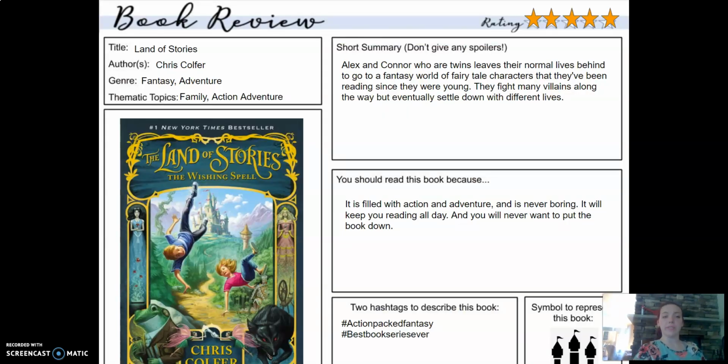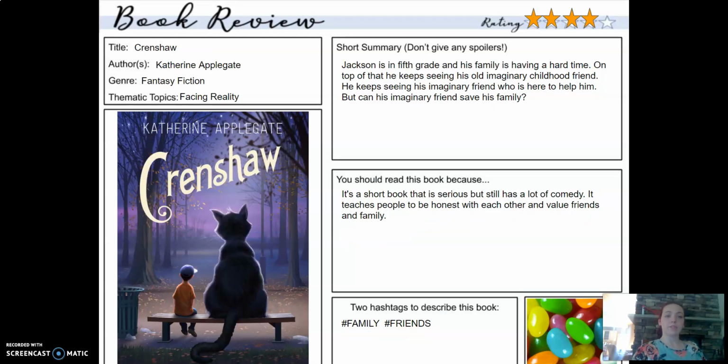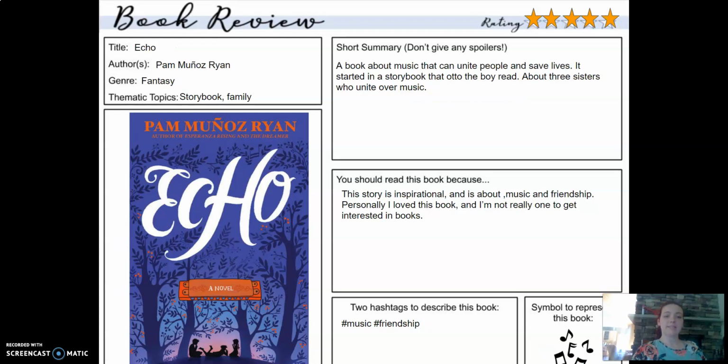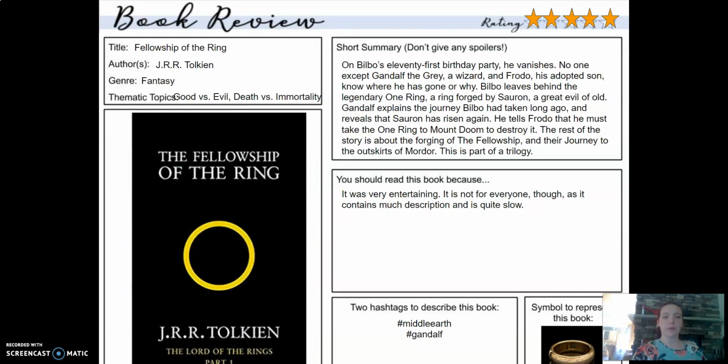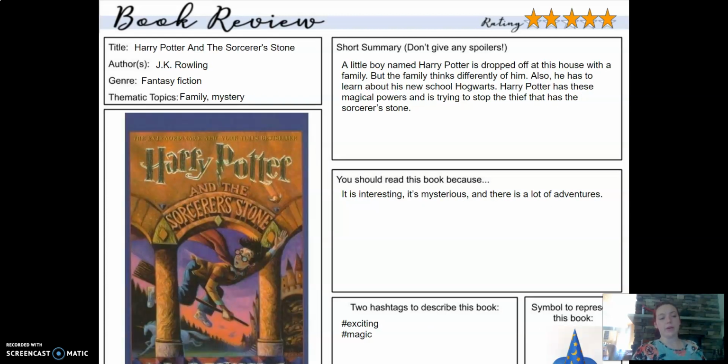Let's see, The Land of Stories, The Burning Maze, which is a Rick Riordan book. Rick Riordan's a very well-known teen author, and he has a lot of series and a lot of well-known texts that would be a great addition to a summer reading. There's Crenshaw, by Katherine Applegate. She's another great author for anyone who would want to look into her a little more. Next is Echo, Fellowship of the Ring, which was actually turned into a movie, so that's kind of cool because I know for a fact that I really love this series. The Phantom Tollbooth, and like I said, Harry Potter.